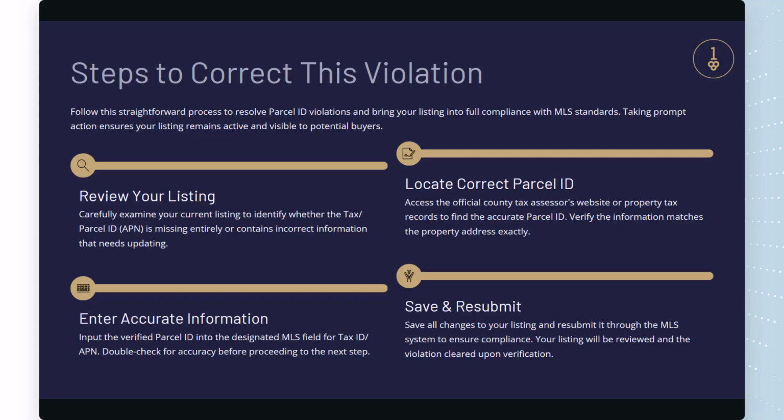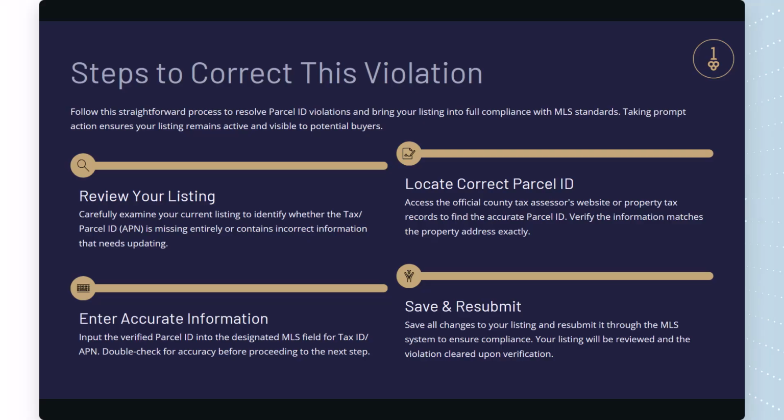So let's take a few steps here. Let's look at how we can correct a parcel ID or APN violation. Step number one, obviously, we want to review our listing. We want to take a look at our listing and confirm whether the parcel ID or APN field is missing or it contains inaccurate information.